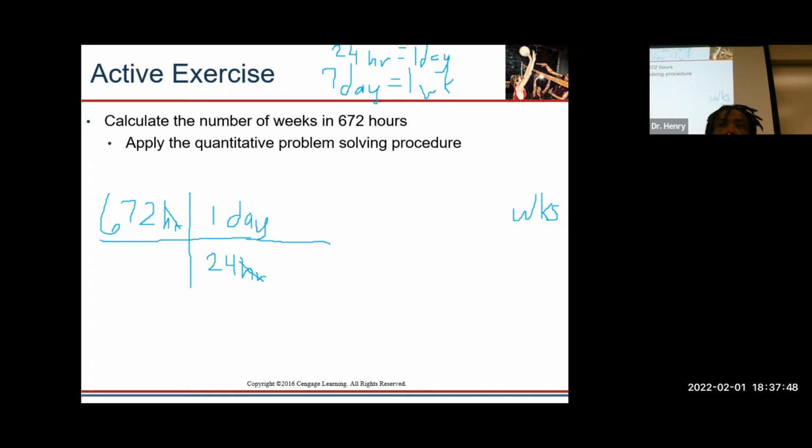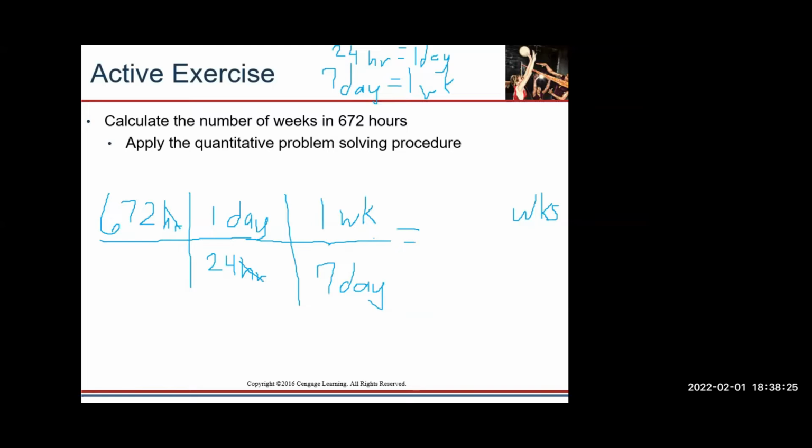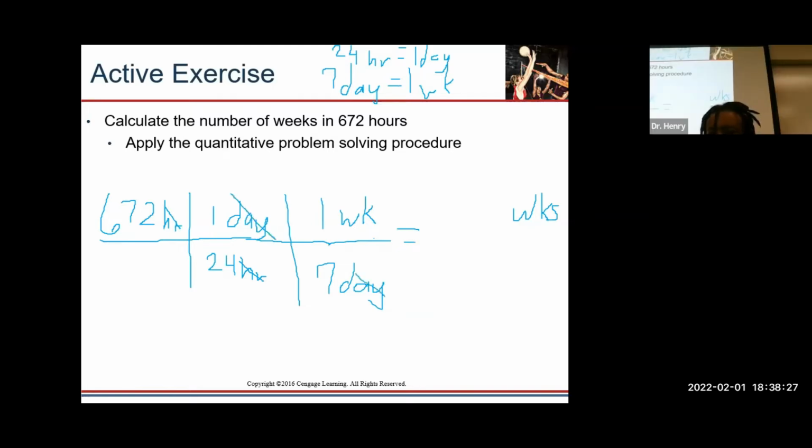Is that what I want? I want weeks. So how do I get to weeks? Okay, tell me how. Who's going to be on top? Who's going to be on bottom? Well, we already got rid of hours right here, right? So now we're in days, right? So we want to put days on the bottom. So how many days? 7. And that's 1 week on top. Days cancel out. Okay, so days are going to cancel out. And we're left with just weeks.